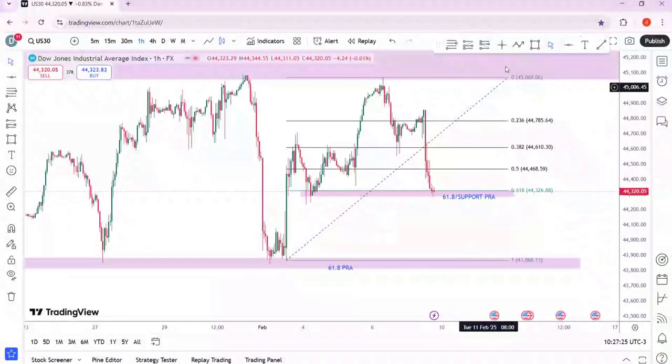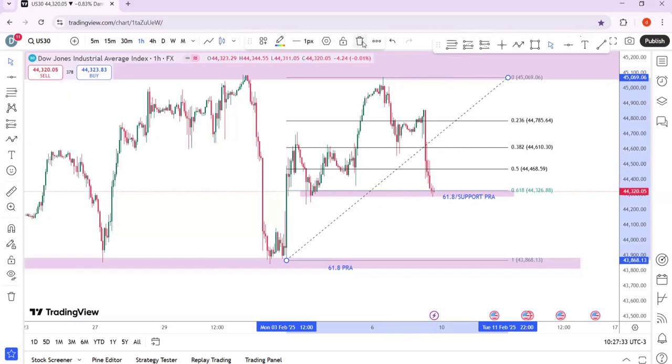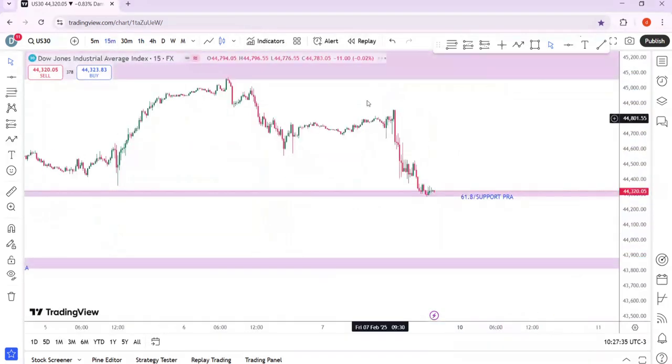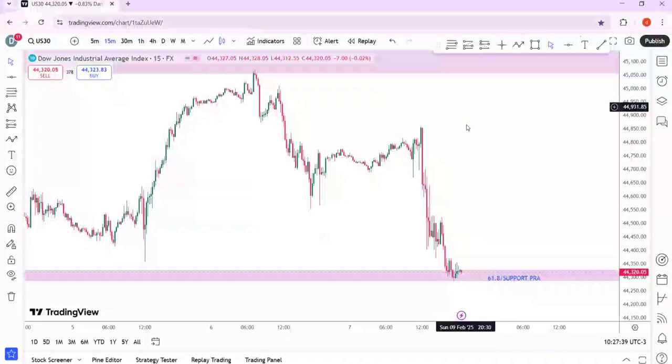Okay, and these levels can send prices back to this resistance. Anywhere around here would have taken profit. Okay, so what am I going to do next? I'm going to go on to the 15 minutes time frame to read that bearish structure and see how I can tap into a trade entry opportunity.